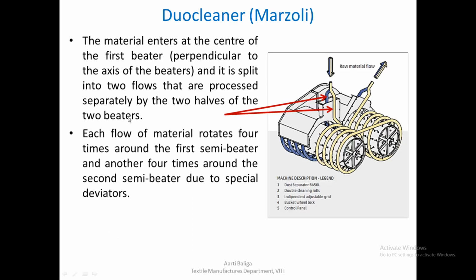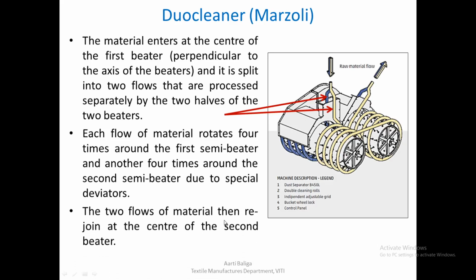Each flow of the material rotates 4 times around the first semi beater. As we can see shown by yellow and blue here, only half is shown. It will enter and rotate around this particular beater, and then be passed on to the next beater, and again it will pass around the second beater 4 times, and then come out. Another 4 times around the second semi beater is due to special deviators. There are elements similar to the baffle plates, also known as deviators, which help in directing the material in this fashion.